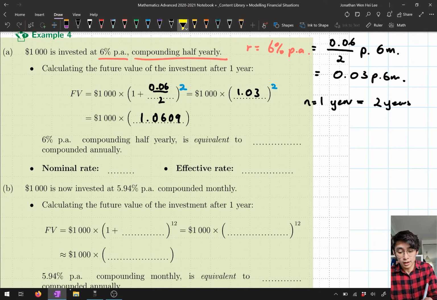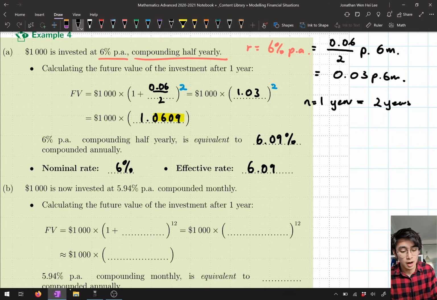So what this tells me is that the 6% per annum compounding half yearly is equivalent to an annual interest rate of 6.09%, just by reading off that end part here. We ignore the 1 point and just figure out what the interest rate is. The normal interest rate for this scenario was 6%, but effectively each year you're actually multiplying by 6.09%.